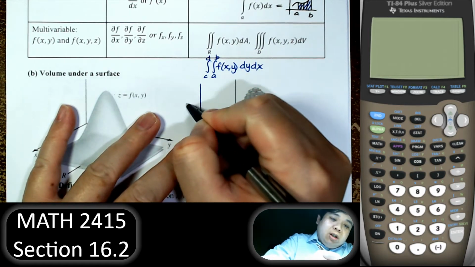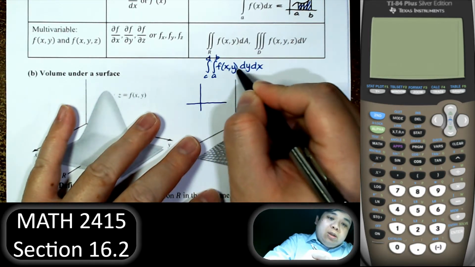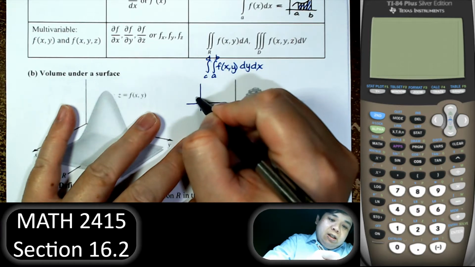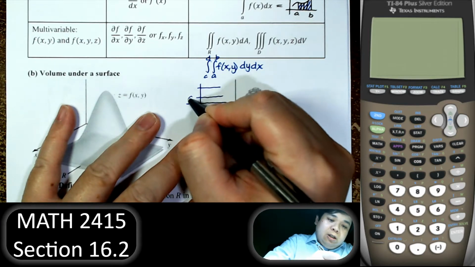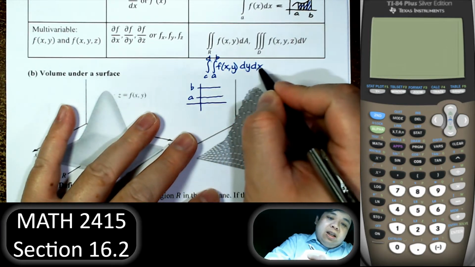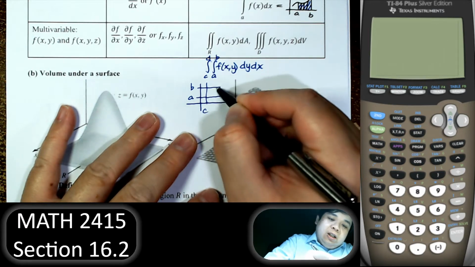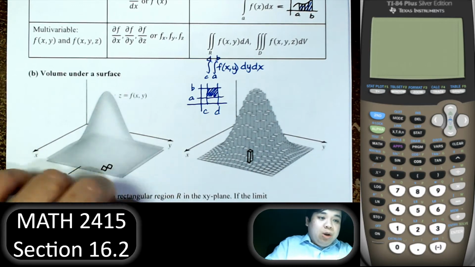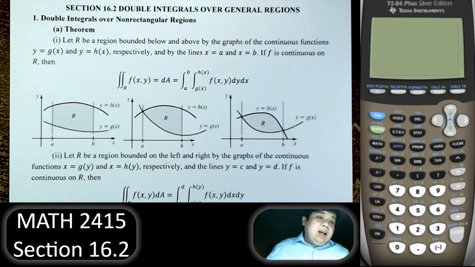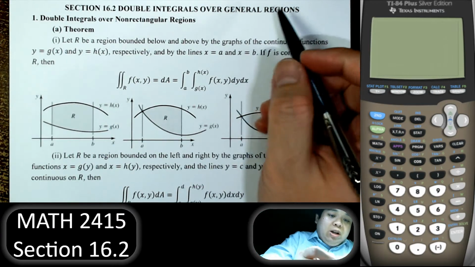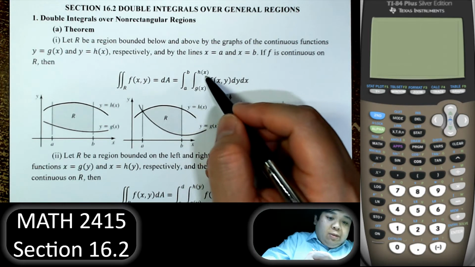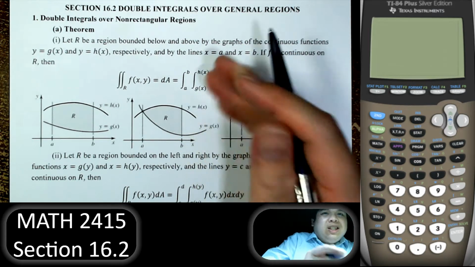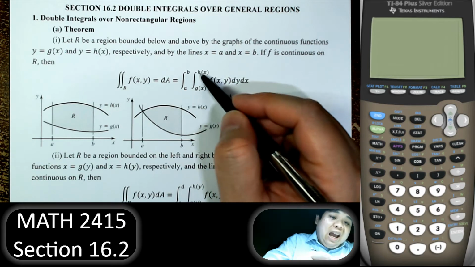So in this particular case, y is between a and b, and x is between c and d. So we have a rectangular region here. Here we have more general regions, so the limits are no longer constant. Of course, they still can be, but it could be anything.